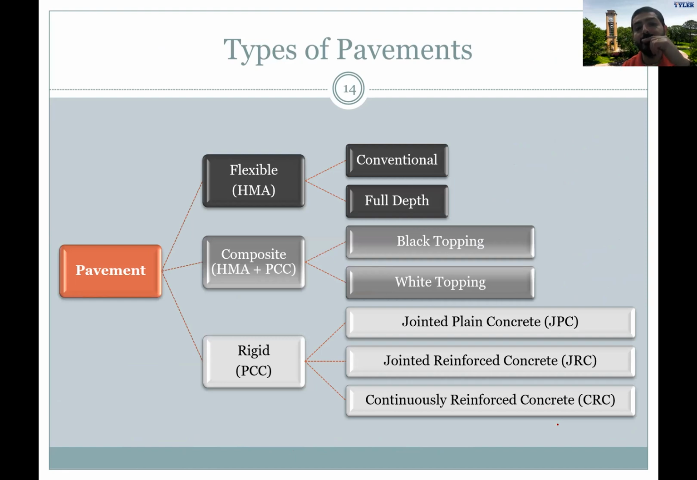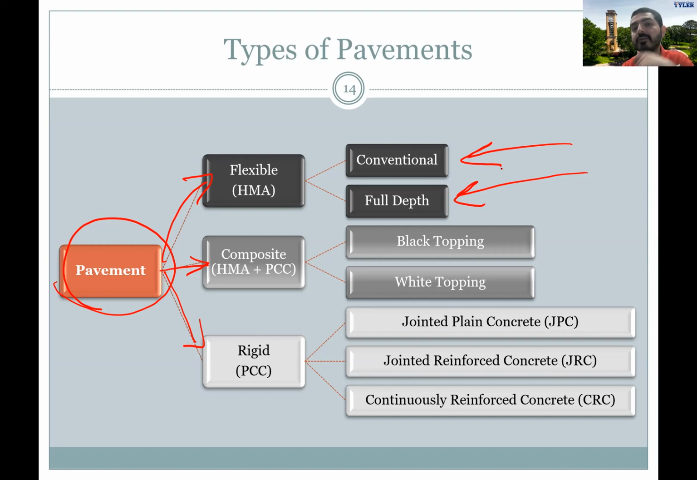Looking at another way of classifying types of pavements, we again have flexible pavements, composite pavements, and rigid pavements. For flexible pavements, we have conventional and full depth, and I'm going to explain the difference between these two in a little bit. Then the other extreme is rigid pavement. We can have jointed plain concrete, which, as the word suggests, is basically small slabs of concrete that we pour side by side, and not much reinforcement is involved.